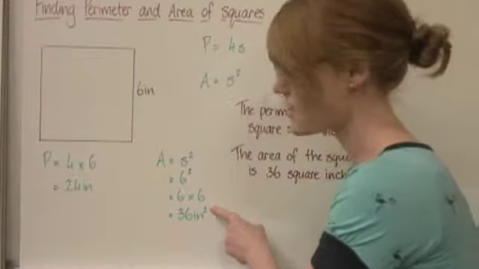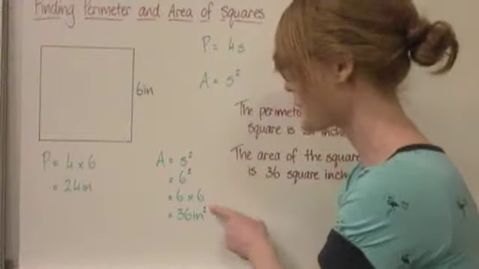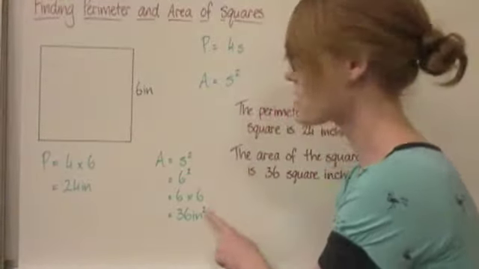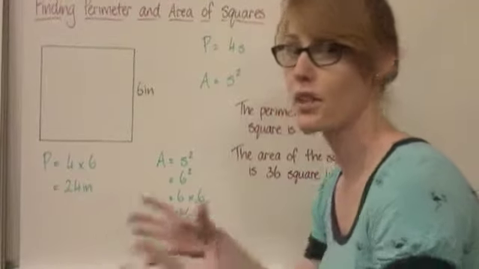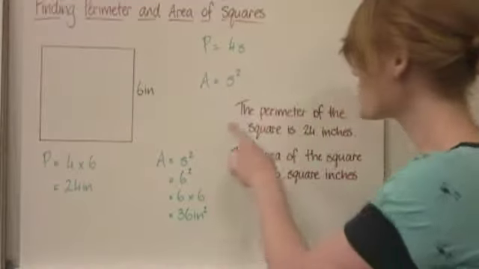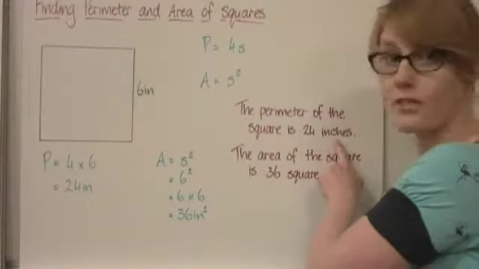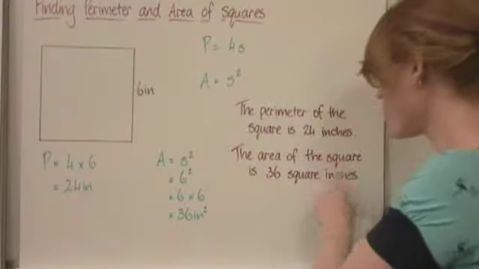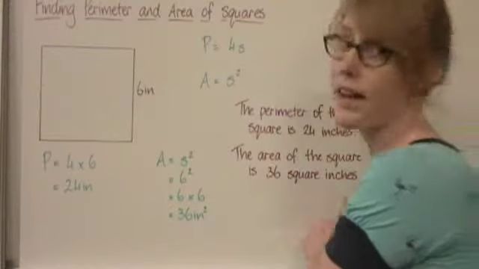Now, just don't forget to put that little 2 up there to show that it's square inches, because you know that you're covering area here and you're talking about area. So the perimeter of the square is 24 inches, and the area of the square is 36 square inches.